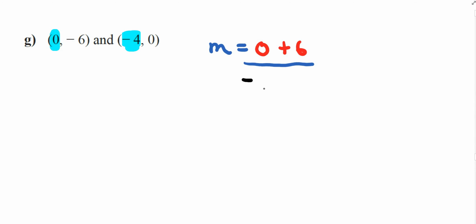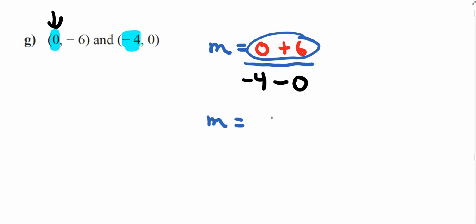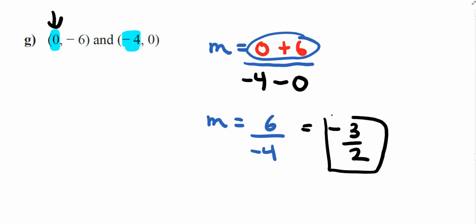the second x value, which is negative 4, minus the first x value, which is going to be 0. Now, if we calculate this, 0 plus 6 on the top is going to be 6, and on the bottom I have just negative 4. And if I reduce this fraction, this is going to be negative 3 over 2. So that's my slope right there, which is negative 3 over 2. Now, if you think about the equation y equals mx plus b, we just found the slope, right? The slope is negative 3 over 2. But my b value here is just negative 6, right?